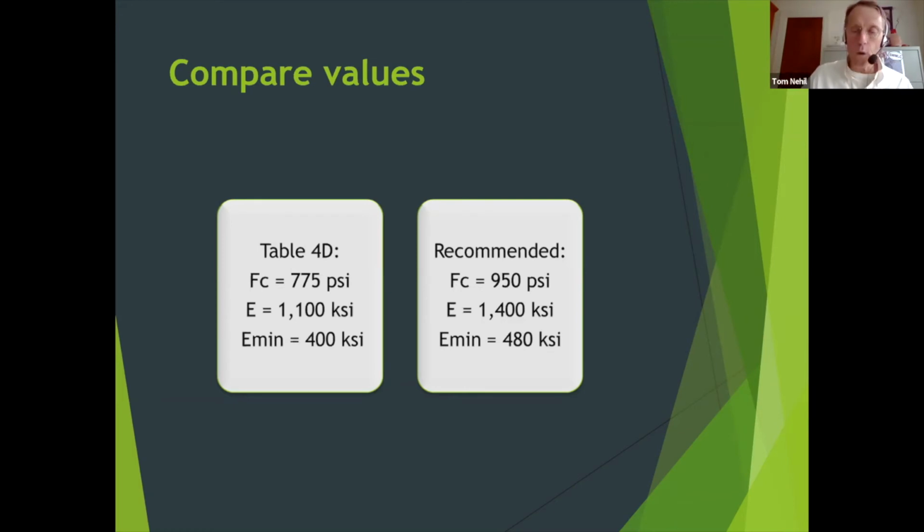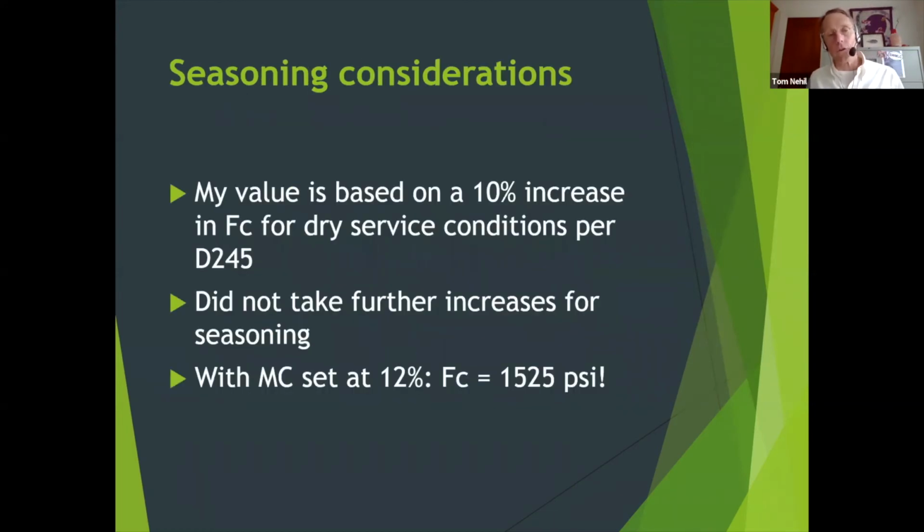The thing is, we could have gone higher because I was only using a 10% increase for dry service conditions, which is the same as the code uses. But I didn't take any further increase for seasoning. If I had continued on with the calculation, we could have been discussing a compressive stress of almost double what's in the code book. As it turned out, they were good to go with the 950, so we didn't have to stretch things any further, but I would have been willing to go there.